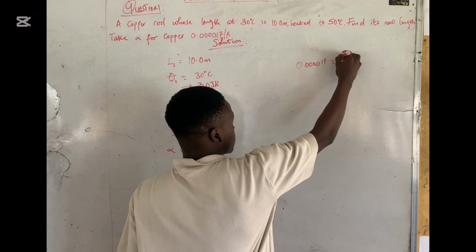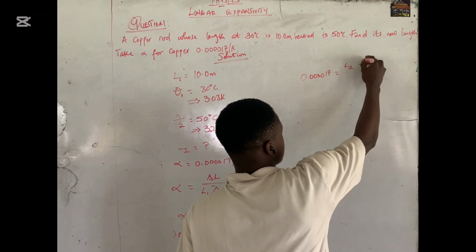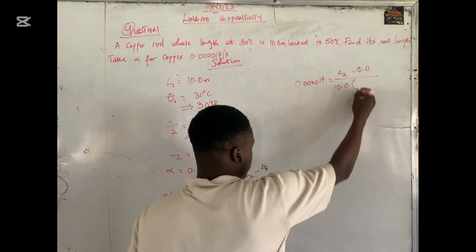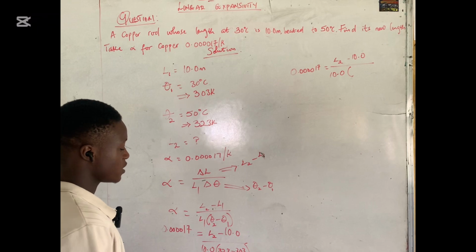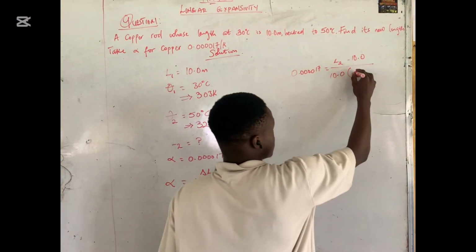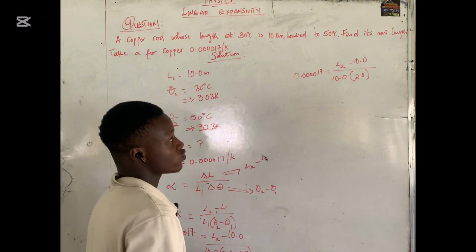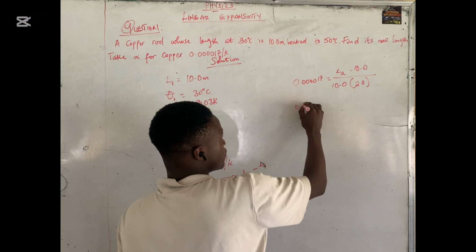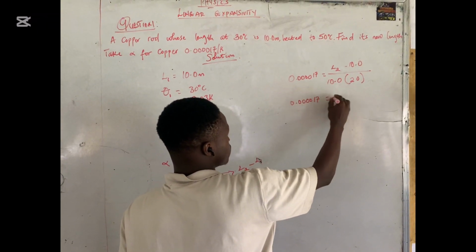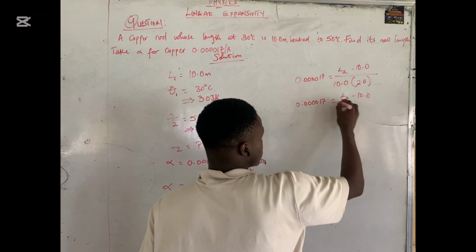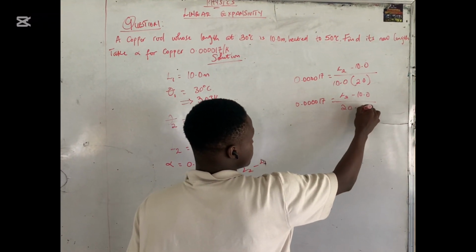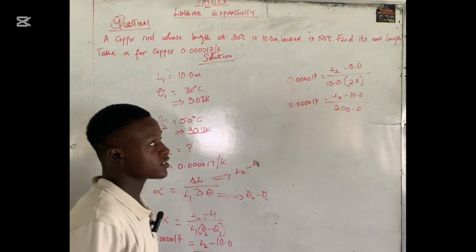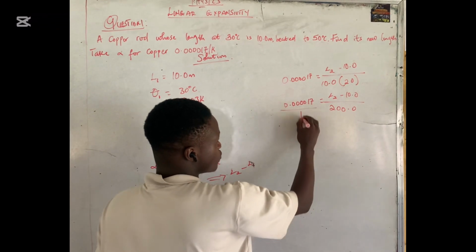So we have 0.000017 equals L2 minus 10.0 divided by 10.0 into bracket 323 minus 303, which gives us 20, right? So what's the next thing we do? We simplify the bracket by multiplying 10.0 times 20. So we have 0.000017 equals L2 minus 10.0 divided by, this will give us 200.0.